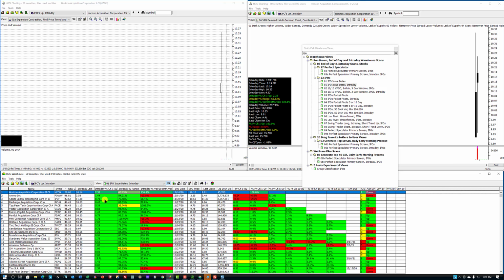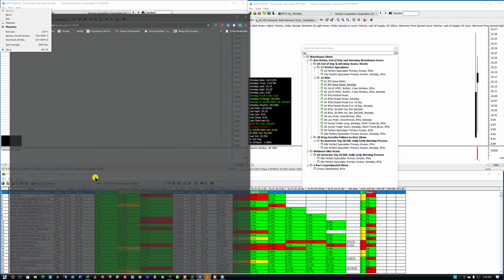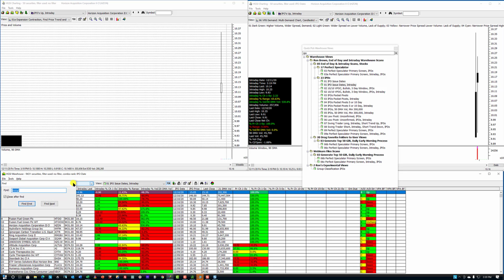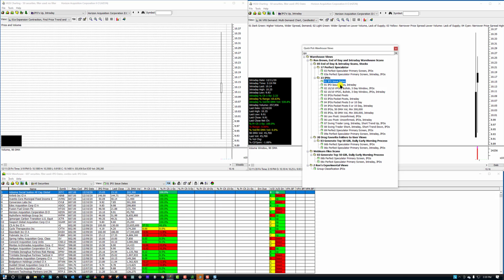These are not included in the here, just to make sure. I'm sorry. Let me do that again. I want to go to all securities. I made a mistake there. I should have gone to all securities first.